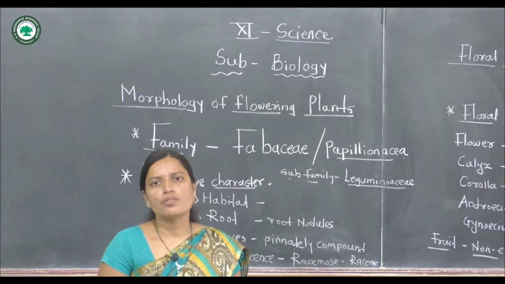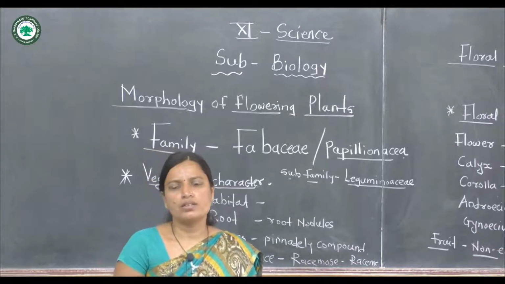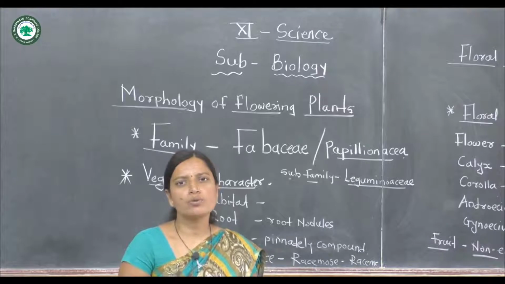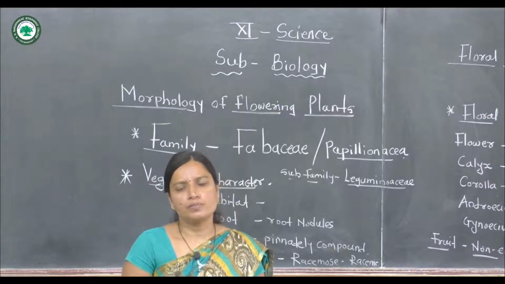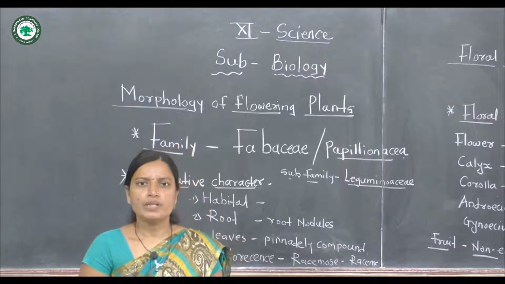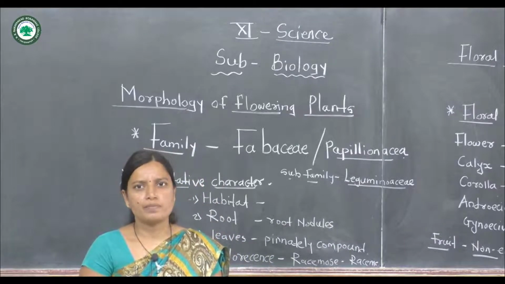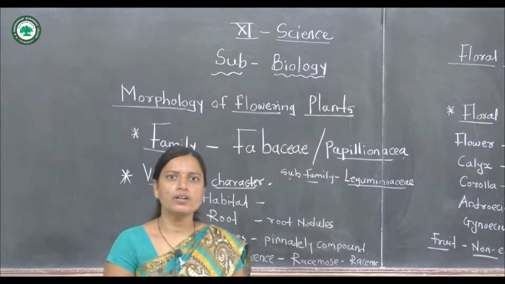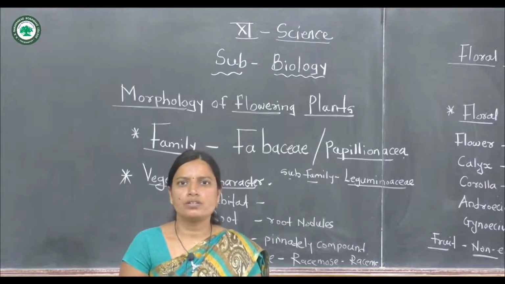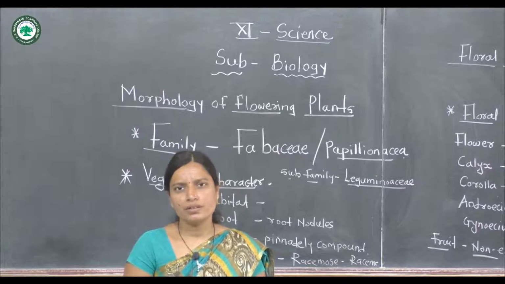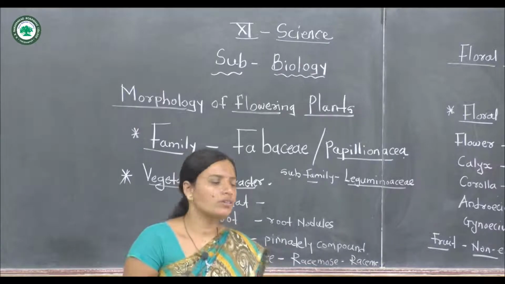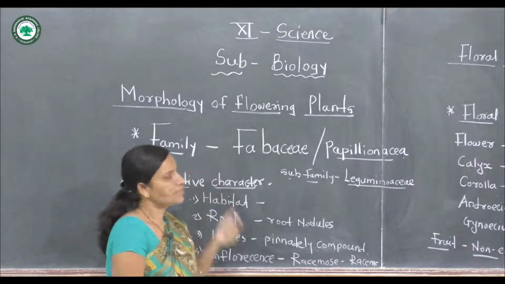Now in the morphology of flowering plants, in this video we shall discuss the next point, the important families. A family means a group of plants having very distinguished characters. Here we study two families. The first one is the family Fabaceae.